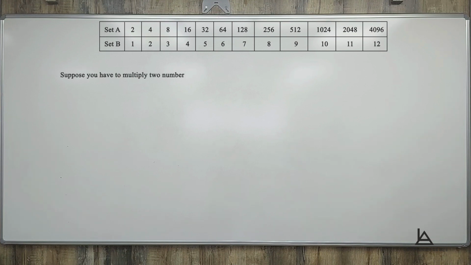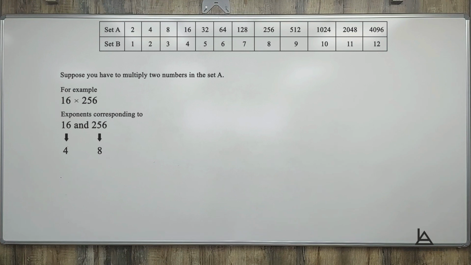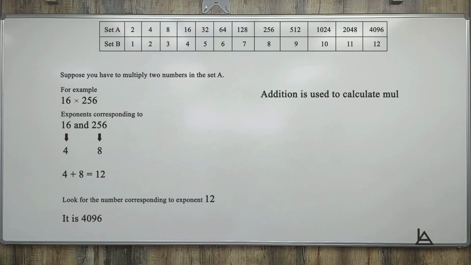Suppose you have to multiply two numbers in the set A, say for example 16 into 256. Locate the exponent corresponding to 16 and 256. They are 4 and 8 respectively, as you can see. Add these exponents, that is 4 plus 8 is equal to 12. Then look for a number in A corresponding to exponent 12. It is 4096, and therefore 16 into 256 is equal to 4096. Note, you have used addition to calculate a product.